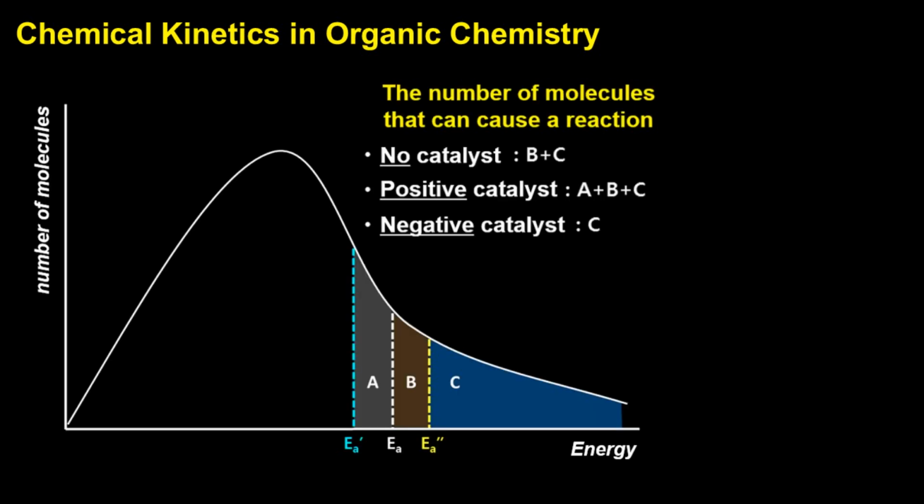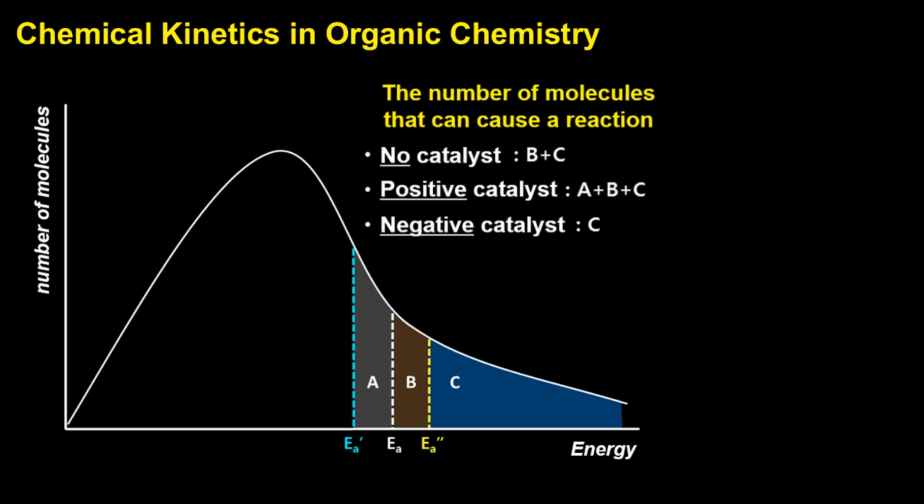Now, let's take one last look at the graph. Without a catalyst, only the molecules in region B and C have enough energy to react. But when a positive catalyst is added, even the molecules in region A can now participate, and that boosts the reaction rate. On the other hand, a negative catalyst raises the activation energy, so now only the molecules in region C can react, which means way fewer reactions actually happen. This is why catalysts are so powerful. They don't change the reaction itself, but by adjusting the activation energy, they can dramatically affect how fast the reaction takes place.